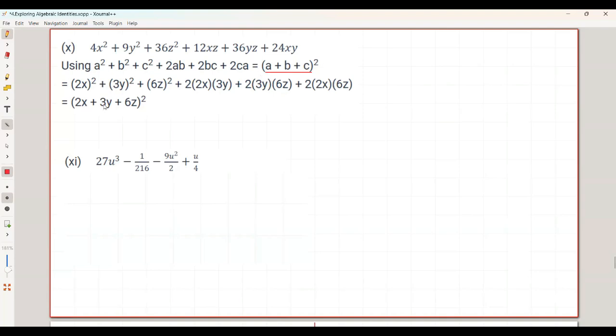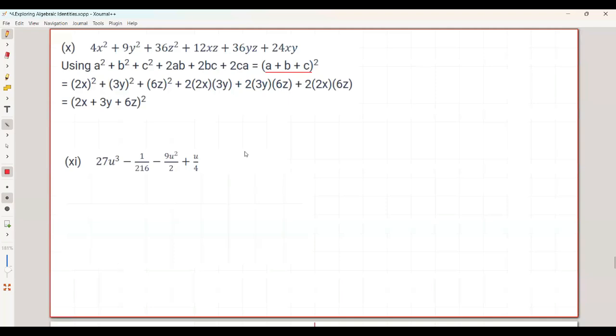Just write 2x plus 3y plus 6z the whole square. 11th question: 27u cube minus 1 by 216 minus 9u square by 2 plus u by 4. In general, the formula is a cube minus 3a square b plus 3ab square minus b cube. They have interchanged the order, only the order is interchanged. So we have to find out what is a and what is b. That's it, we can write the answer.